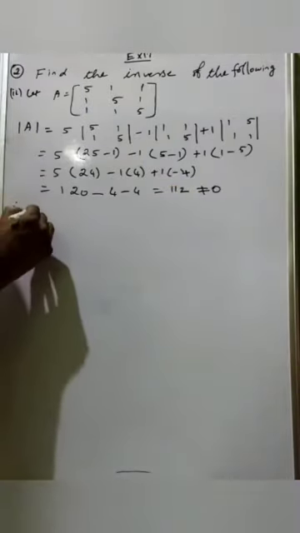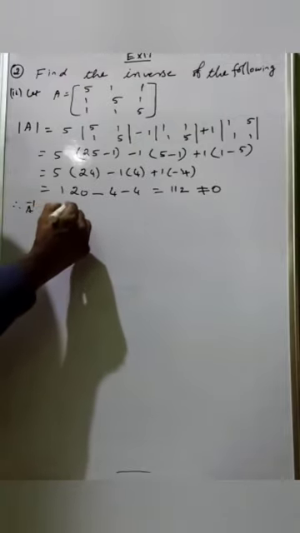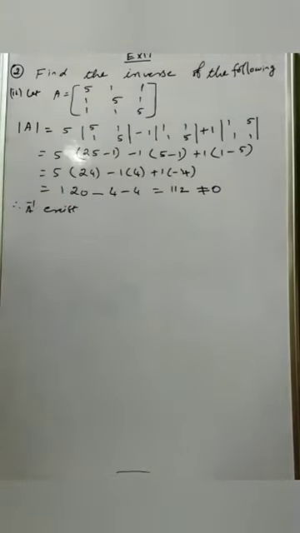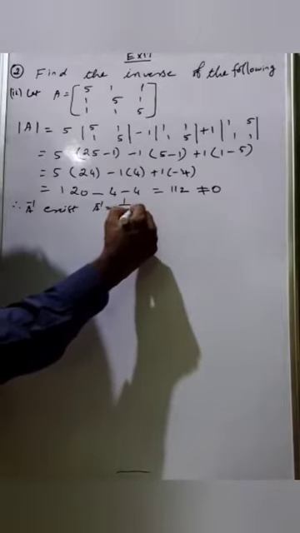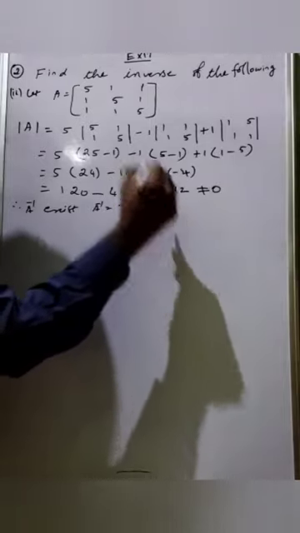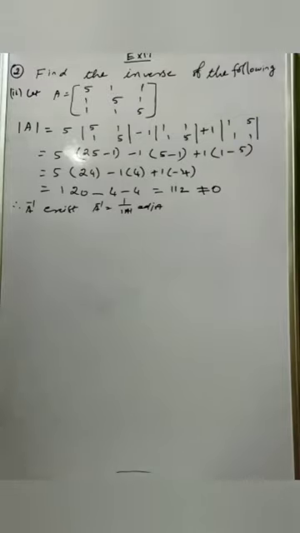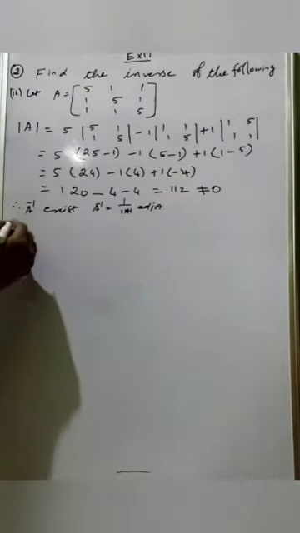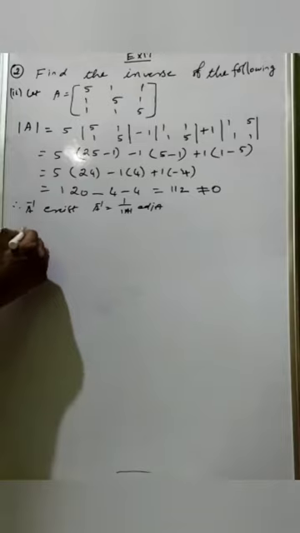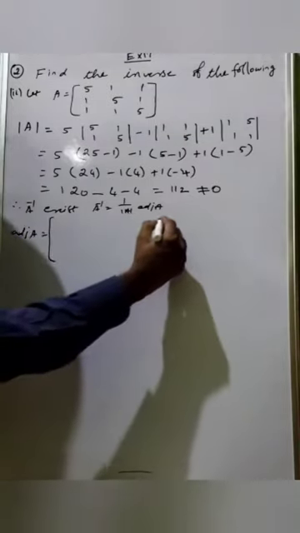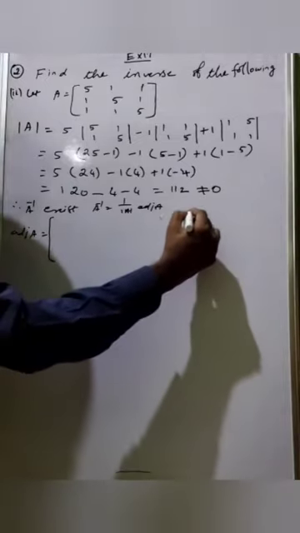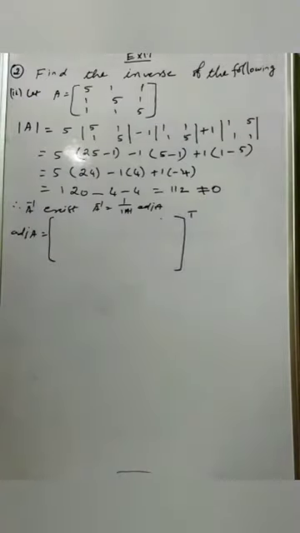Therefore A inverse exists. So first we find A inverse. We know the A inverse formula: A inverse equal to 1 by determinant of A into adjoint A. Now we have to find adj A. Already we discussed the first point: adjoint A equal to the transpose of the cofactor matrix. That's called adjoint A.